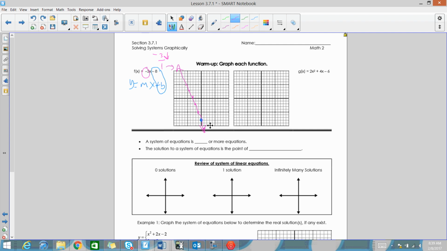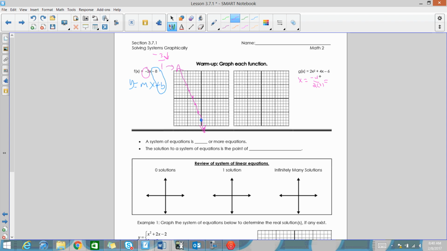Now, the second one is quadratic. This is what you did your test on: identifying vertices, x-intercepts, all that stuff. So you should be able to do this. The first thing I would do is find my vertex. You start off with x equals negative b over 2a, so negative 4 over 2 times 2.